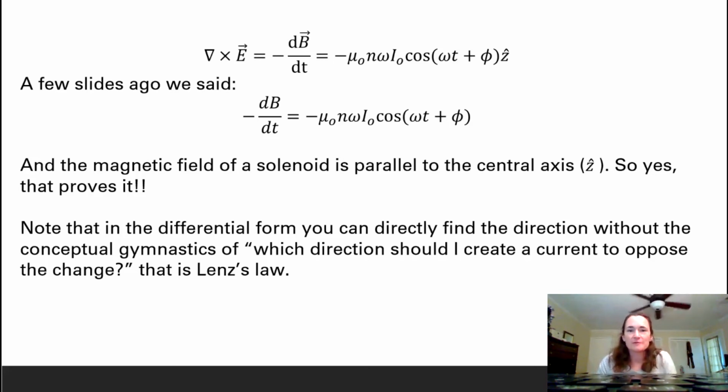Now, one thing that I want to point out is that when you do the integral form of Faraday's law, you have to go through some mental gymnastics to figure out which way that induced current or the electric field would go. We went through those mental gymnastics a couple of slides ago when we talked about how it wants to oppose the change and all that kind of stuff, okay? So, if you're able to do the differential form, you don't have to go through those mental gymnastics because the direction falls right out, okay? It fell right out. So that proves, in a way, for this situation, Lenz's law is working. Yay.